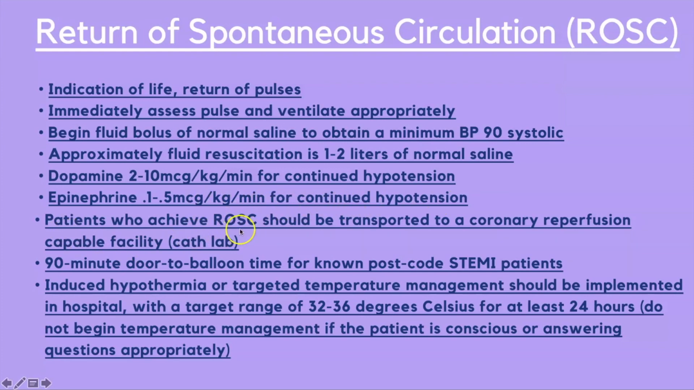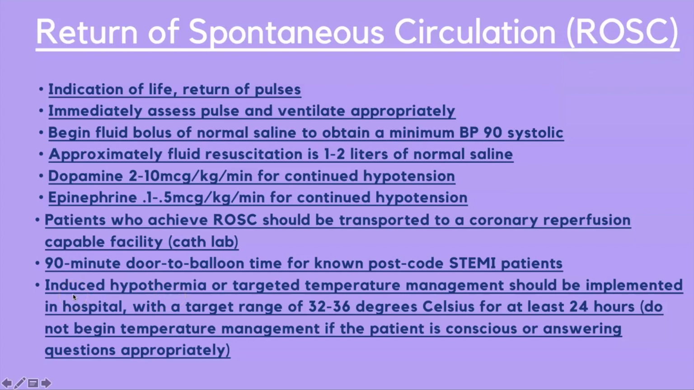Patients who achieve ROSC should be transported to a coronary reperfusion capable facility, cath lab. And this is usually on the exam, 90-minute door to balloon time for known post-code STEMI patients.